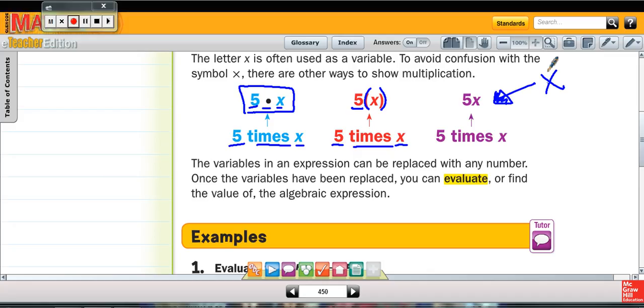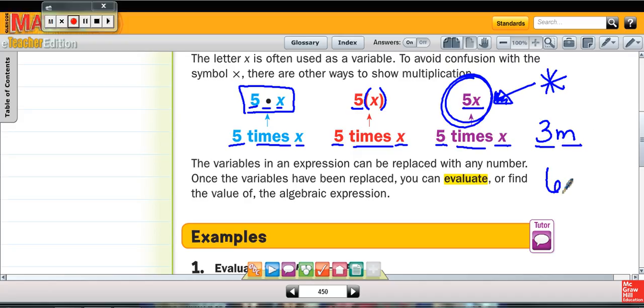This is the best one. In algebra, if you see a number and a variable smashed together like you see here with 5x, that means 5 times x. And this is probably the most common way we'd show it. 3m means 3 times m. 6d means 6 times d.